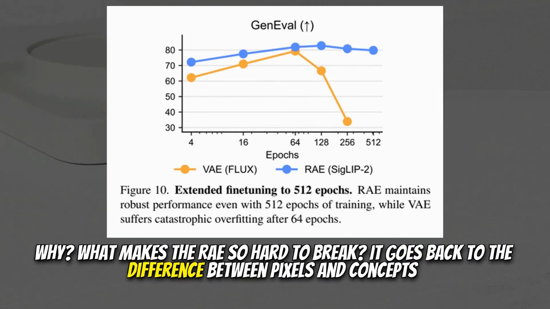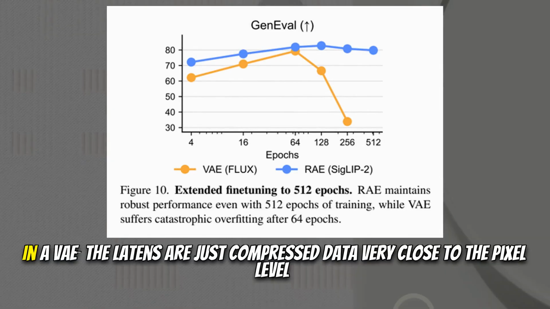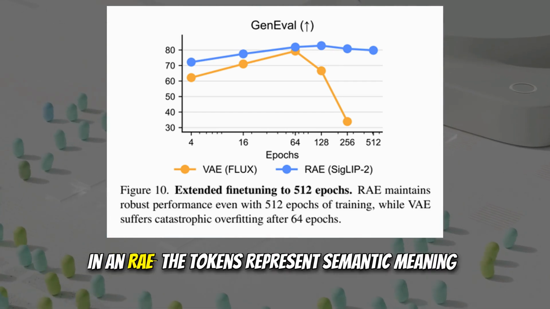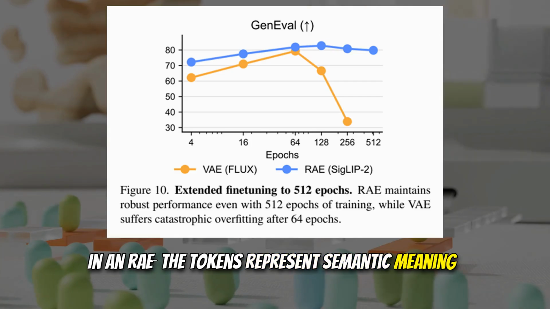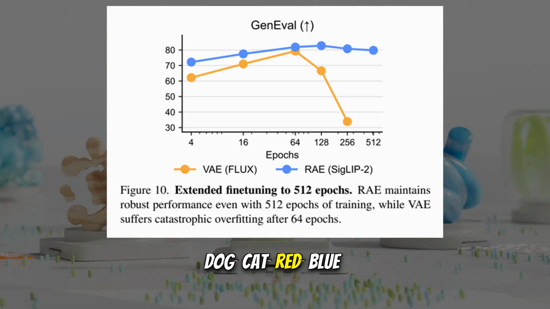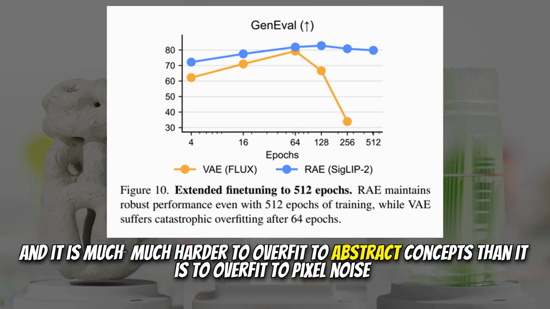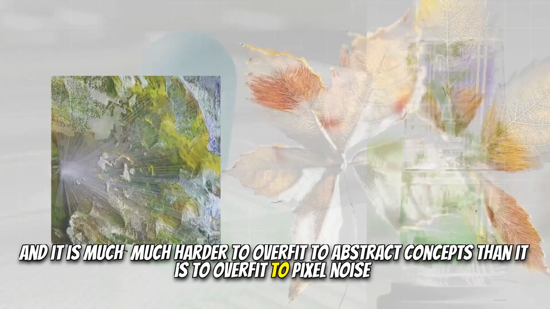It goes back to the difference between pixels and concepts. In a VAE, the latents are just compressed data very close to the pixel level. It's easy to memorize noise there. In an RAE, the tokens represent semantic meaning. Dog, cat, red, blue. Right. And it is much, much harder to overfit to abstract concepts than it is to overfit to pixel noise.